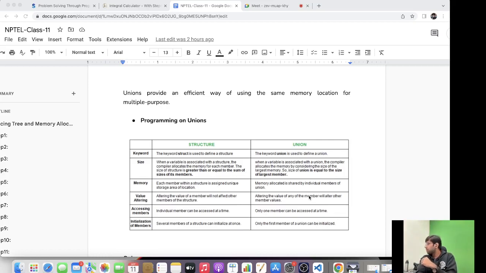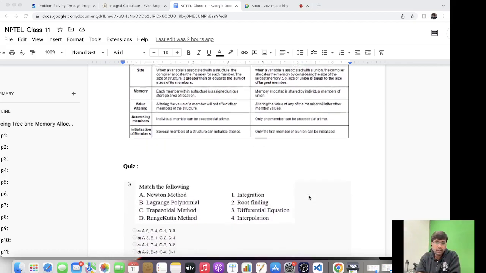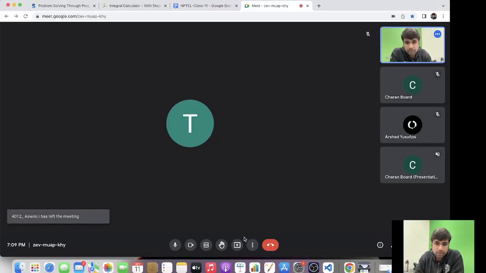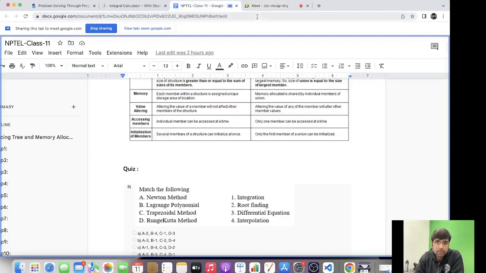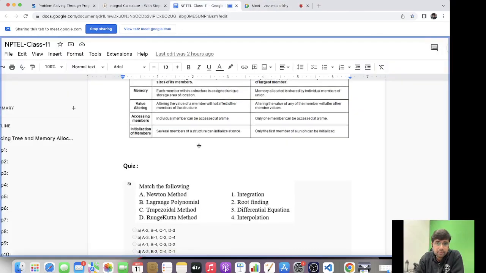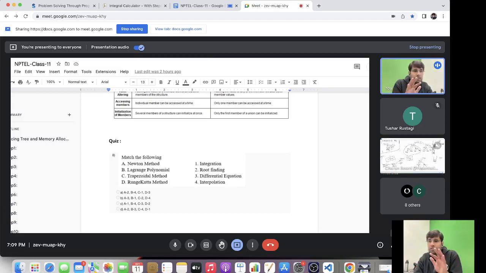Now we will try to jump into the quiz. It is getting delayed. Okay, let's start. Let me stop presenting here, and I will try to share the tab. Before jumping into the quiz, do you have any questions regarding structures and unions?